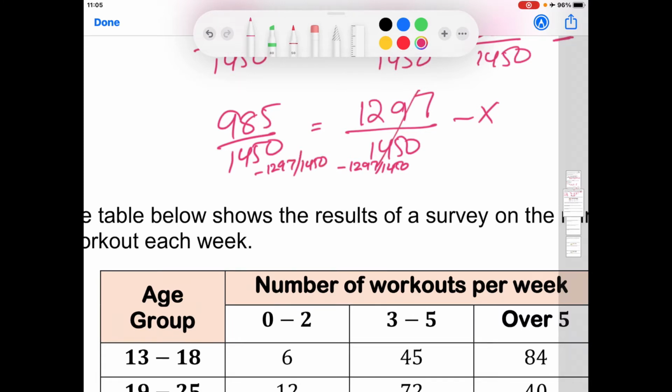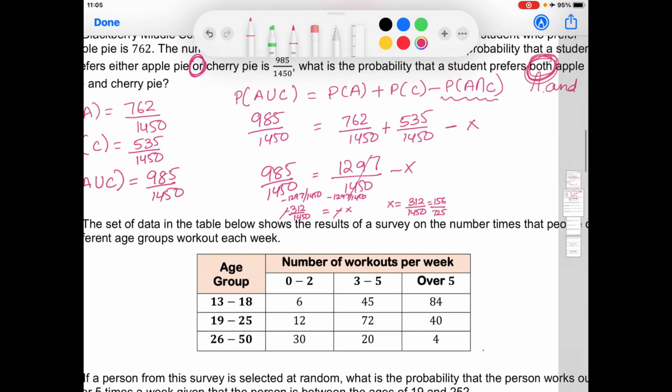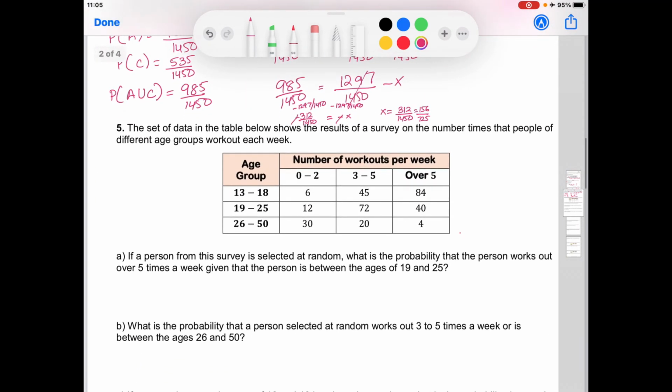This cancels. What is negative 1297 plus 985? It is negative 312 over 1450 equals negative X. Divide by negative 1, the negatives cancel out and you're left with X equals 312 over 1450. You can choose to simplify it, which will simplify to 156 over 725, or you can keep it like that. If the answer asked me for a percent, you could have just put it in the calculator and calculated the percent, right? We're all good with that, so I'm not going to get into it.